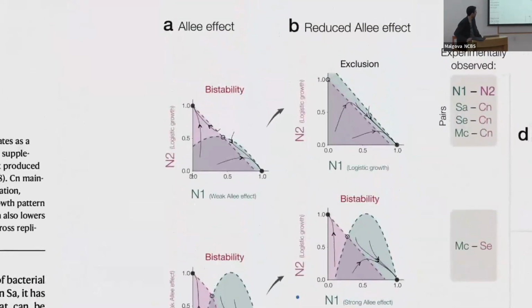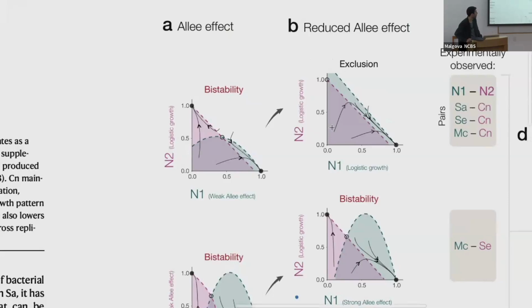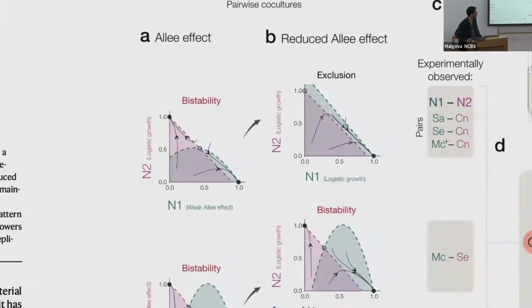What we saw is that the bistability that could be driven by the Allee effect, when we reduce the Allee effect, could be changed to exclusion when this null line got straight. And that is actually what we experimentally observed for 3 of the pairs. So when we competed CN with anybody else, as soon as we added glutamate to the system, we observed a case of exclusion where CN was excluded.